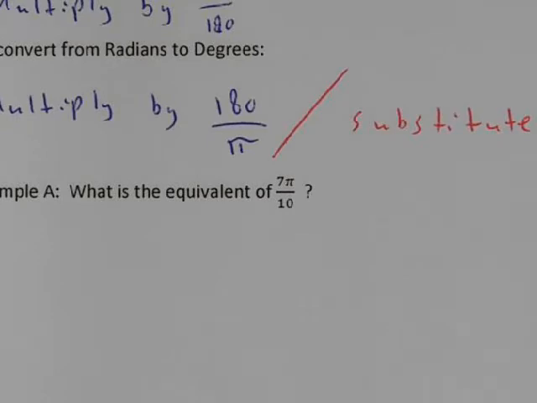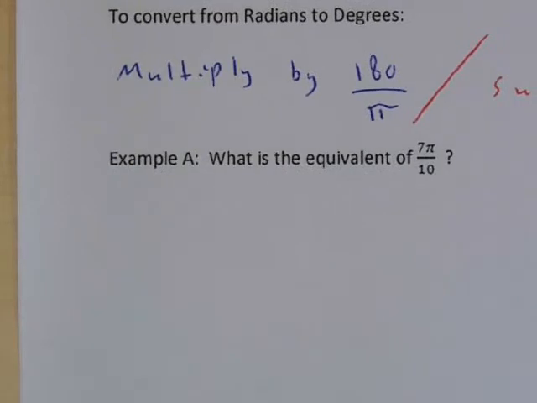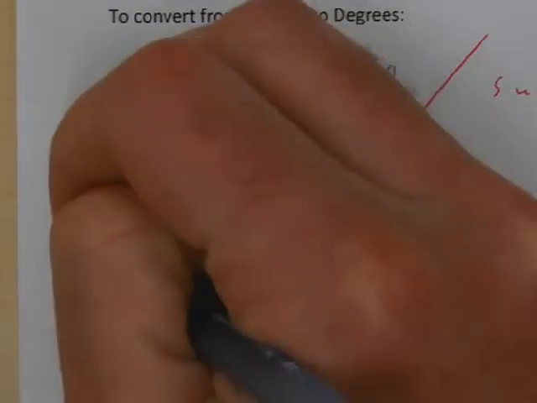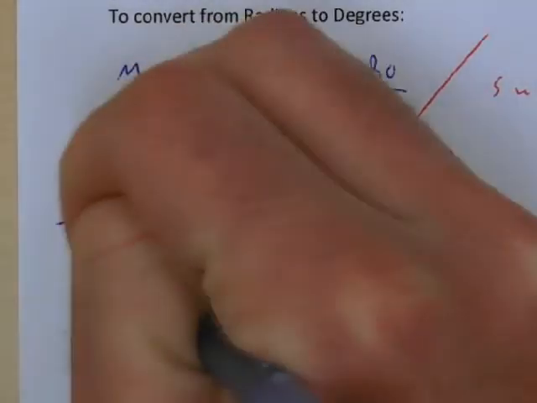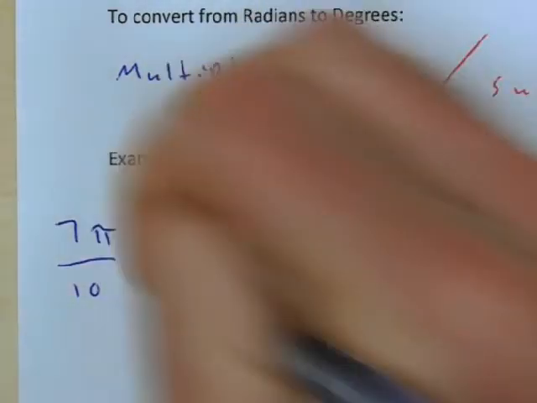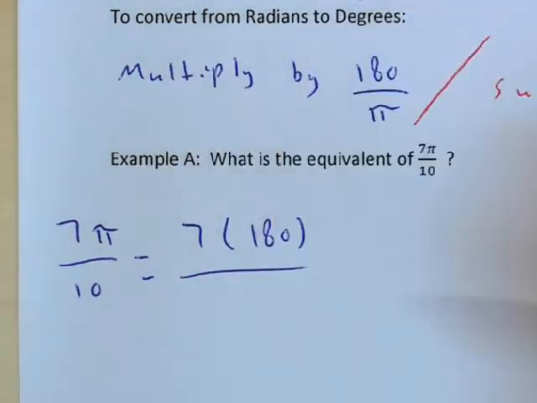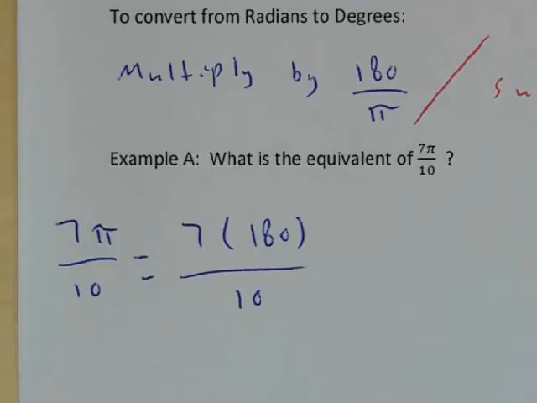Okay, so on this problem here, let's scoot over so we can use as much space as we need. We're starting with 7 pi over 10. Okay, and then I want to convert that to degrees, so I'm going to substitute in 180 degrees for pi. So this is the same as 7 times 180 over 10. Okay, and now I just need to simplify that, and I'll have my answer.